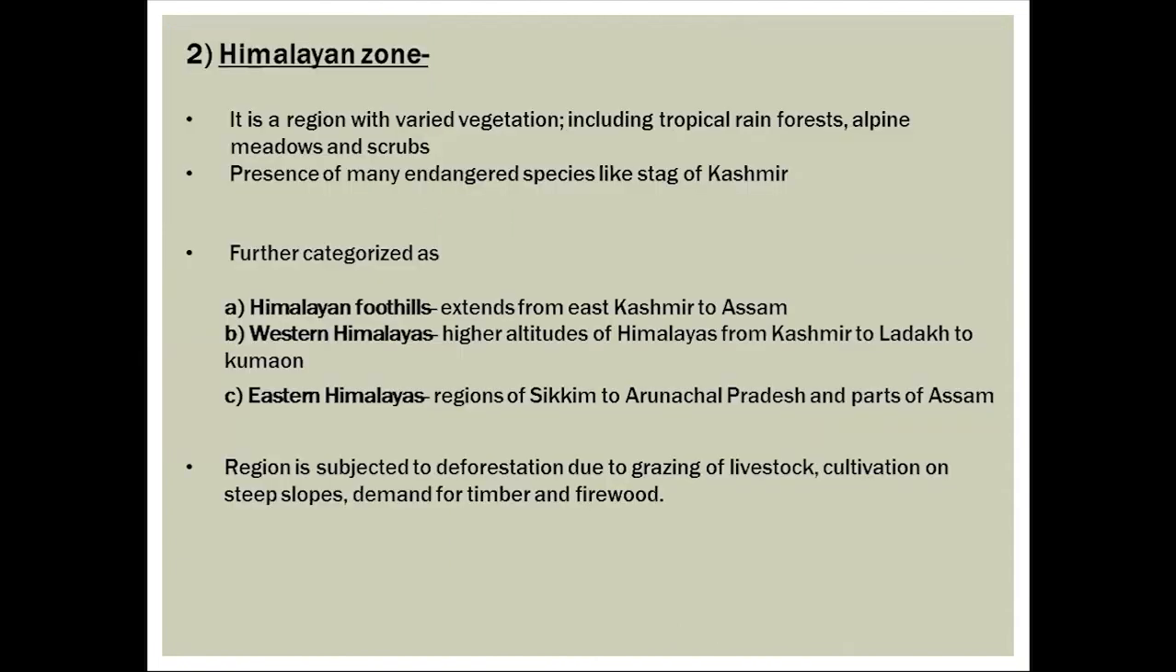Himalayan zone, again the vegetation is varied, because we have discussed that there are Himalayan foothills, then the Western Himalayas and the Eastern Himalayas. So one would find alpine meadows, then shrubs also, and also tropical rainforest in this region, particularly in the Eastern Himalayas. Tropical rainforests are dominant in the Eastern Himalayas. Western Himalayas include higher altitudes from Kashmir to Ladakh and up to Kumaon. Kumaon is in Uttarakhand. And Eastern Himalayas include regions of Sikkim, Arunachal Pradesh, and parts of Assam. The region is subjected to deforestation.